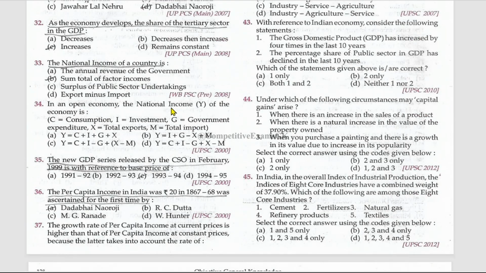In an open economy, the national income of the economy is given by the following codes. C means consumption, I means investment, G means government expenditure, X means total exports, and M means total imports. He asked about the national income, right? National income is equal to consumption plus investment plus government expenditure plus the sum of total exports minus total imports. This is option C.